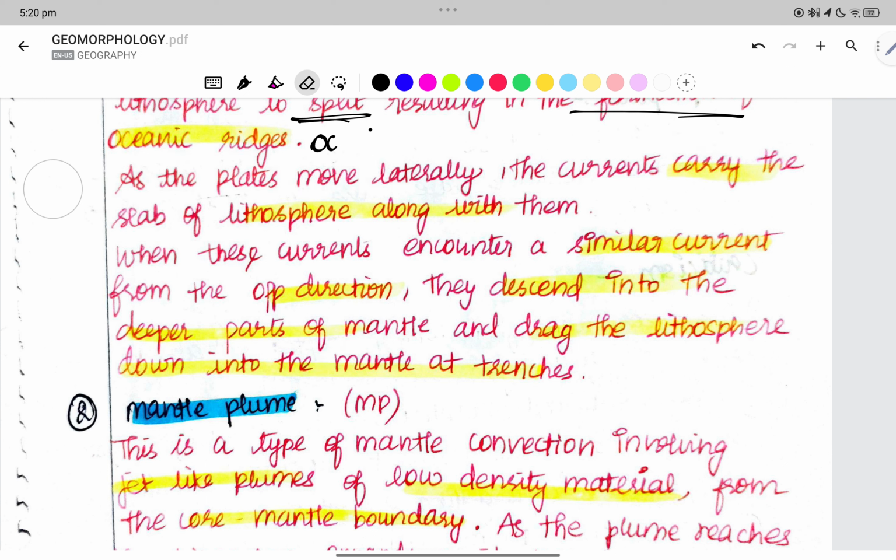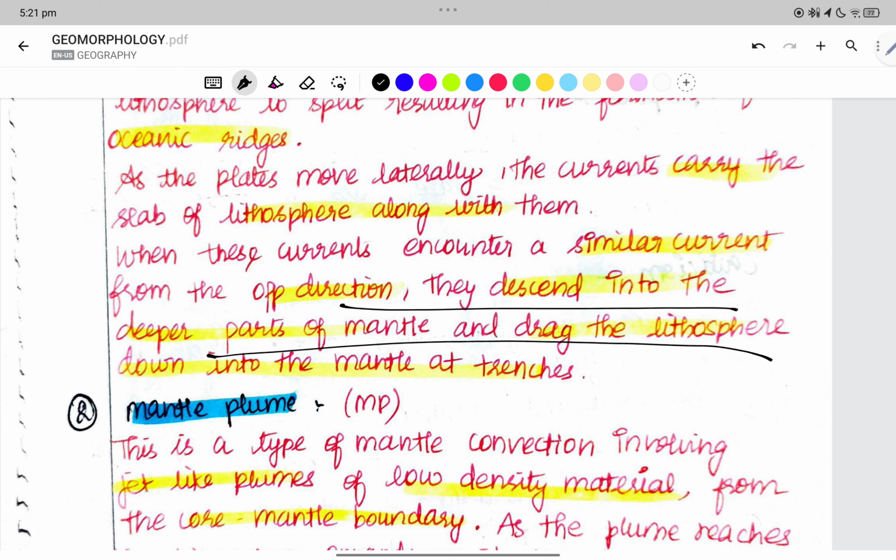When these currents encounter similar currents in the opposite direction, they descend into the deeper parts of the mantle.